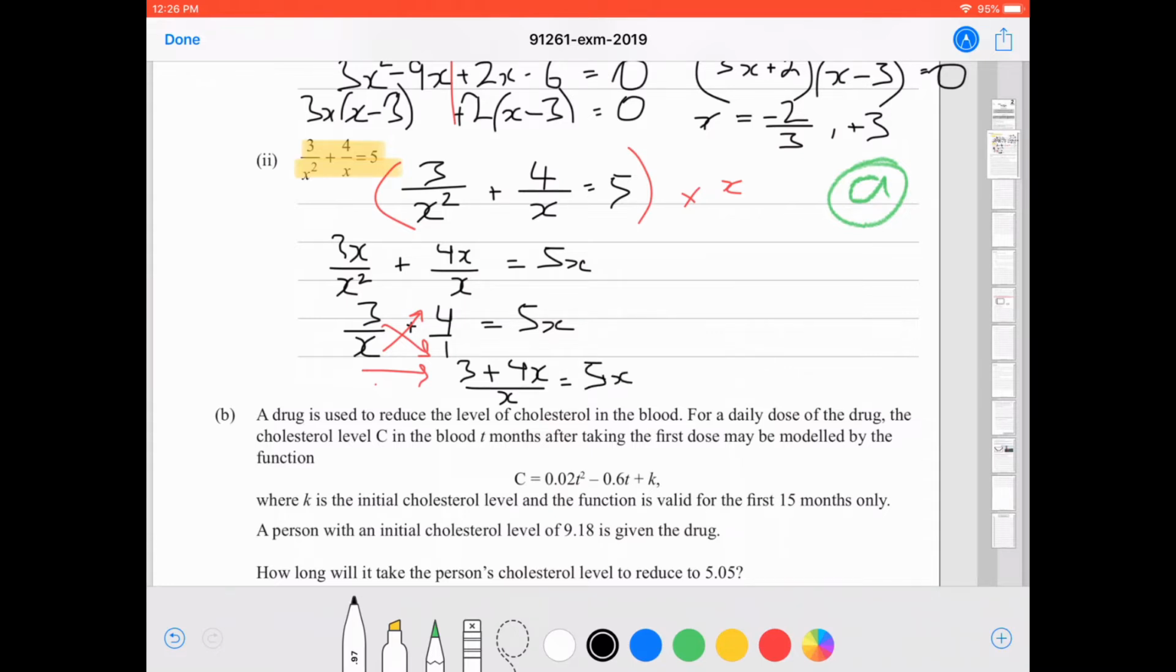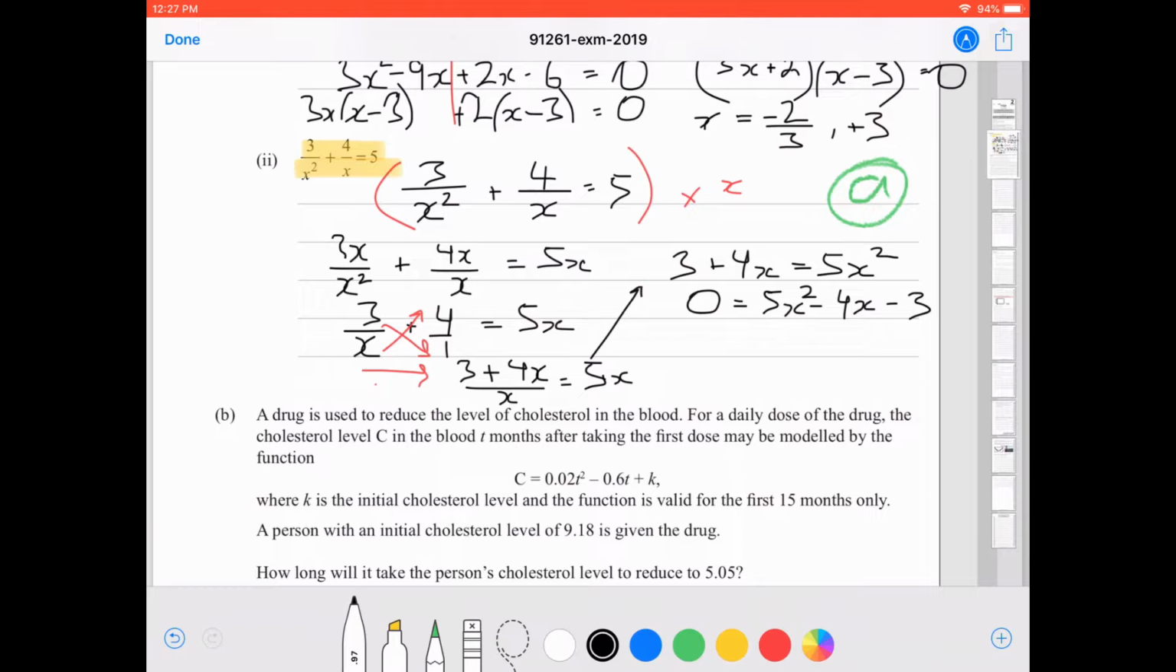And at this point we will bring our denominator to the right-hand side, so we multiply by x on both sides. So we end up with 3 plus 4x equals 5x squared. So we bring everything to one side. Let's bring everything to the right-hand side just to keep our x squared term as positive. So it's 5x squared minus 4x minus 3. And at this point we will use our quadratic solver.